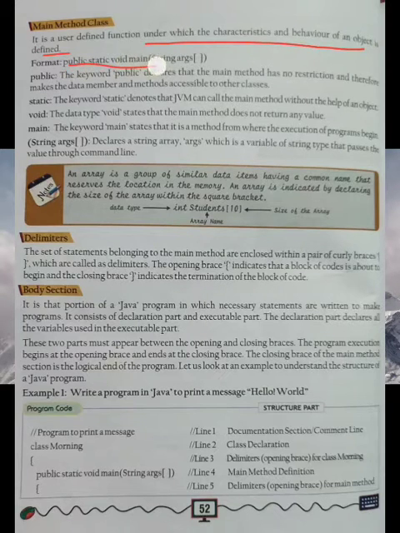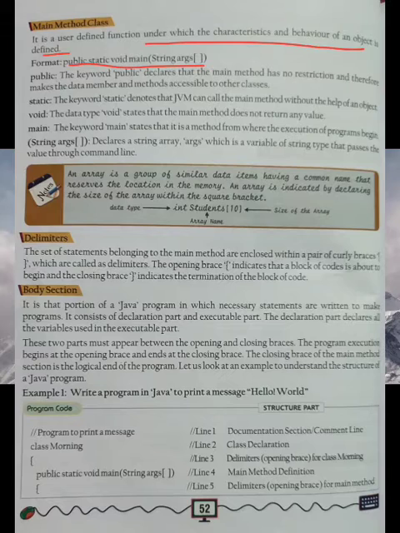The format for declaring the main method is public static void main, String args, with the bracket closed. Now here so many words are being used: public, static, void, main, and string. Now we will discuss each and every word.